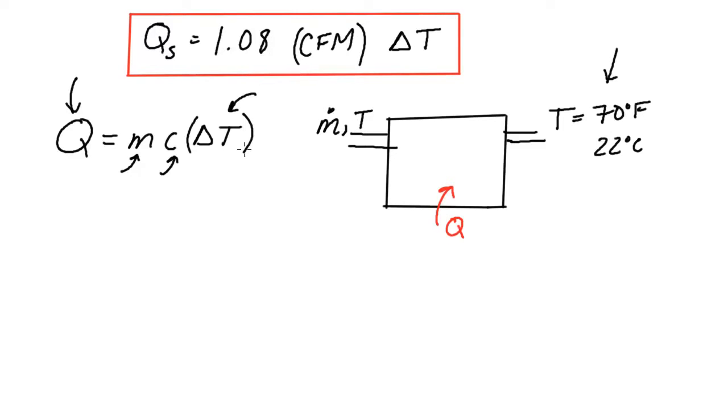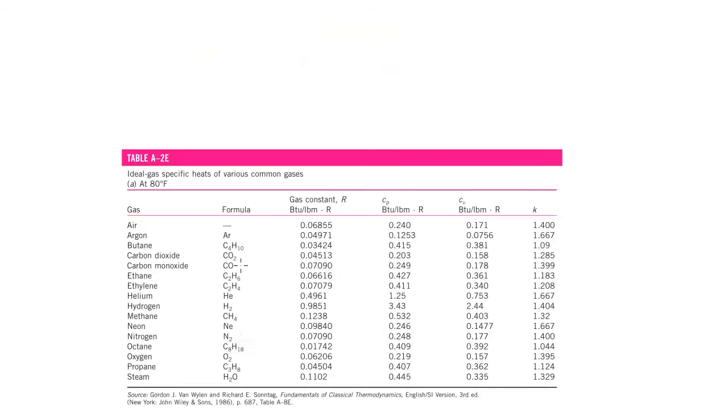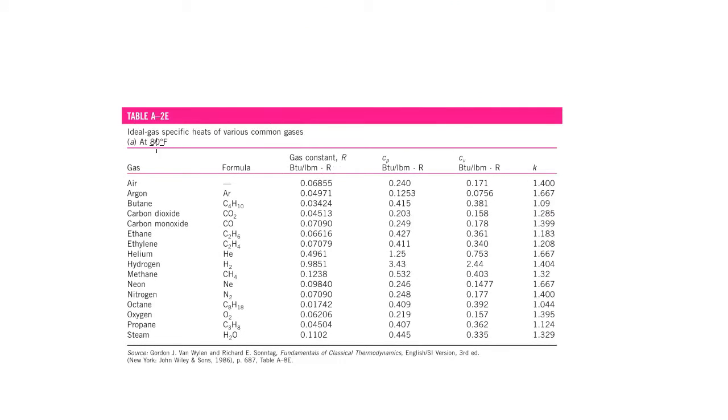So an important item to note is that air has a CP of around 0.24 BTU per pound per degree Fahrenheit. And just to prove this to you, I have a sheet here from my textbook, and this is ideal gas specific heats of various common gases at 80 degrees Fahrenheit. If I look at air, I can circle this here. This is the sensible heat, specific heat for dry air.